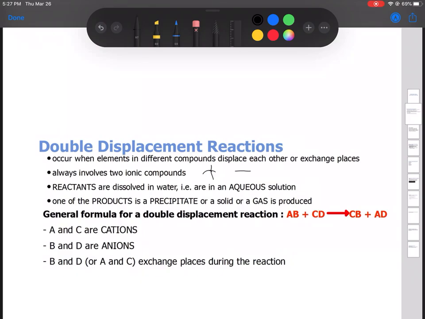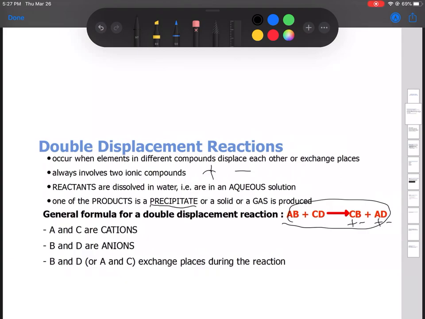So if you look at this general example down here, then A and C are cations. So we write the cation first, and then B and D are anions. So then again, when you get a new compound in the products, you want to make sure you have a cation and an anion going together, so opposites attract. This year, what we're going to focus on is whether you get a precipitate formed, and then there's a very special case where a gas is produced.